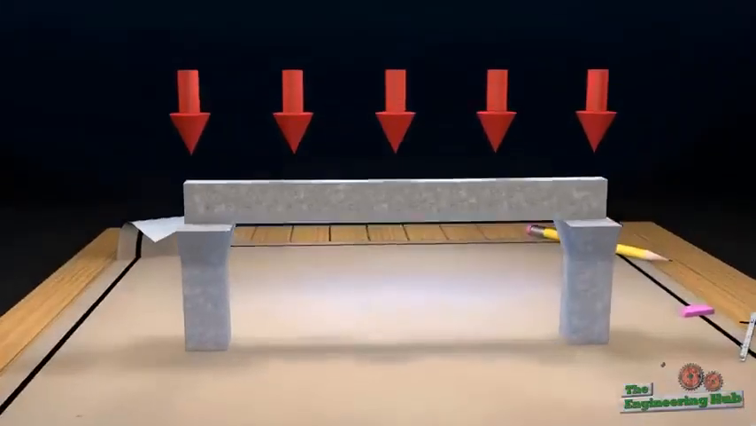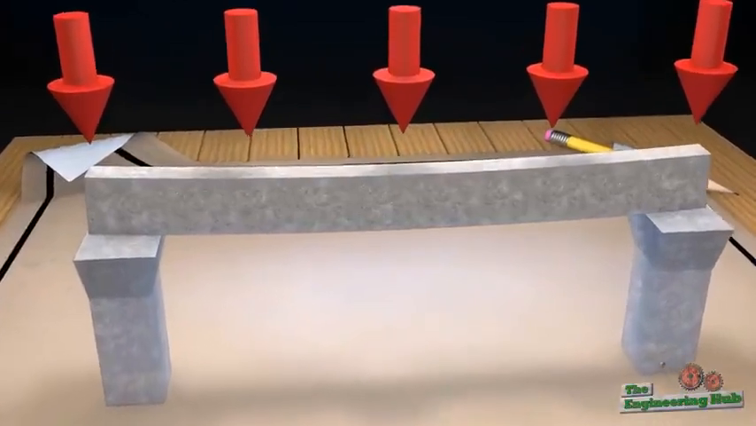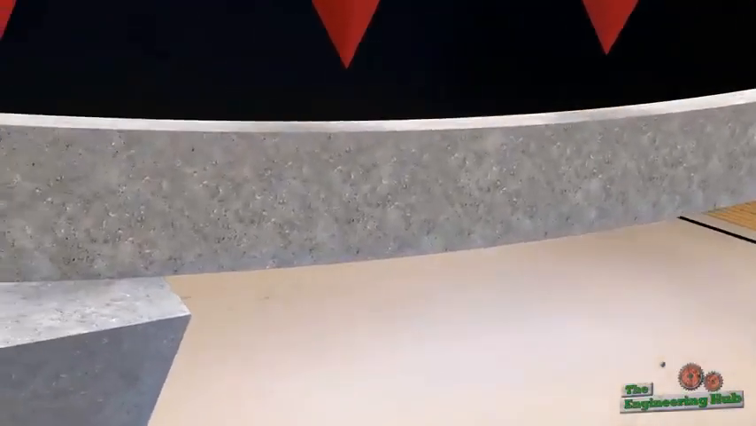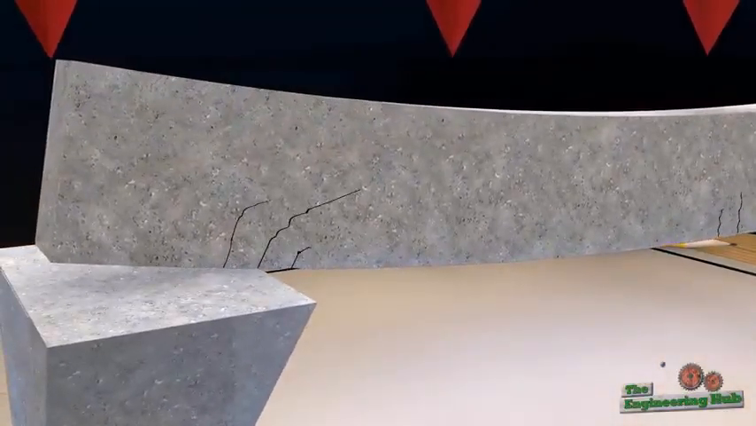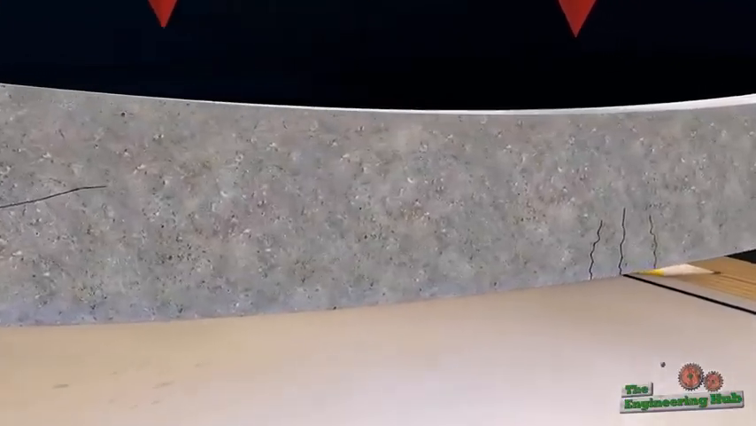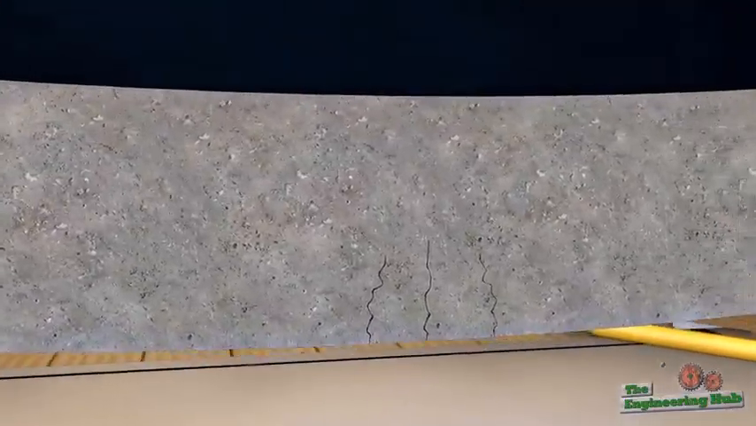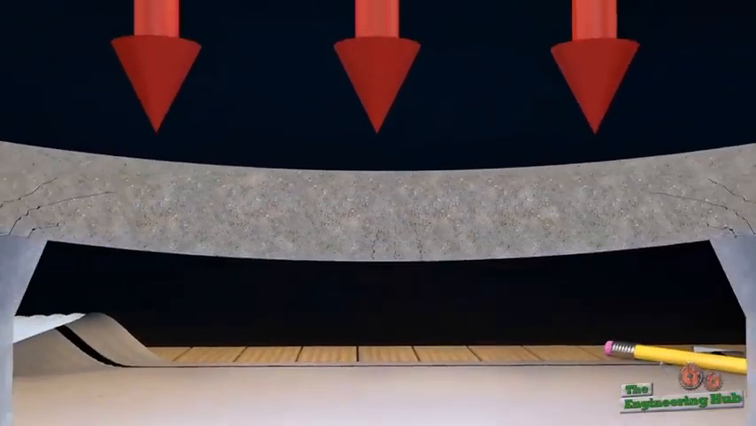As the beam continues to be bent, cracks start to appear at the bottom side, which is being stretched. Once a crack develops, the concrete loses its ability to carry tension loads, and therefore the tension has to be taken by the steel reinforcement.